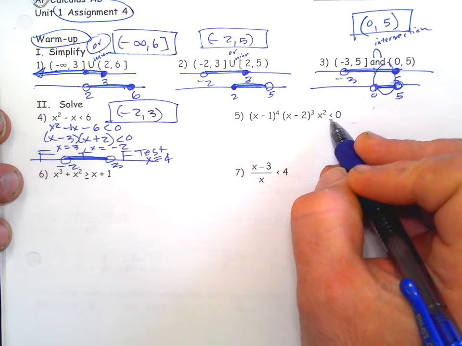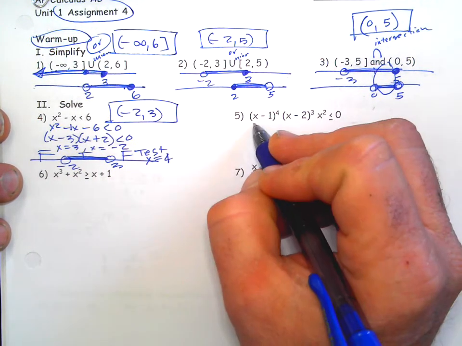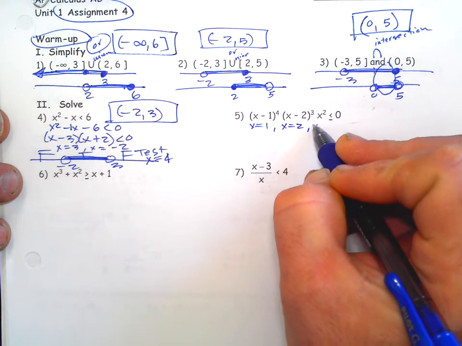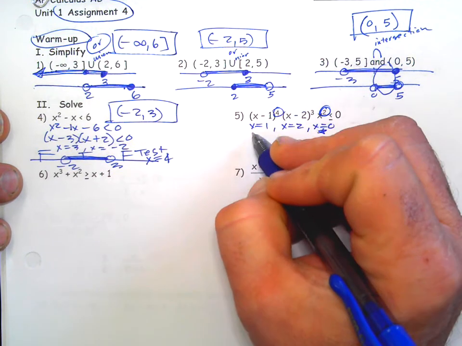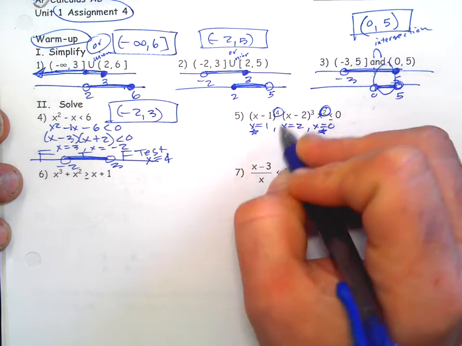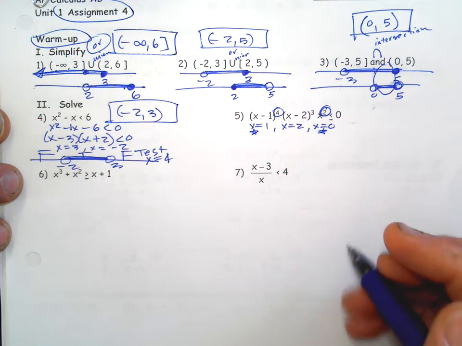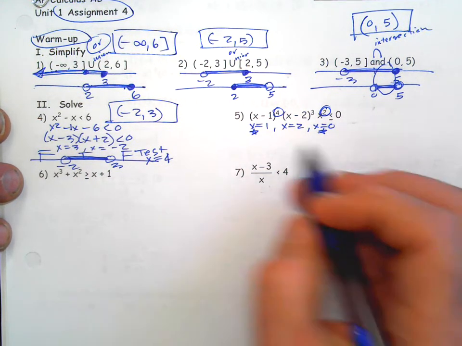This one is nicely factored for you, all on one side to 0. So a lot of that hard upfront algebra work has been done for you. But this guy has an even power. This guy has an even power. This guy has an odd power. That's fine. Every extra time a root gets repeated, it's going to act like it's going to go through or not go through, change direction at the x-axis.